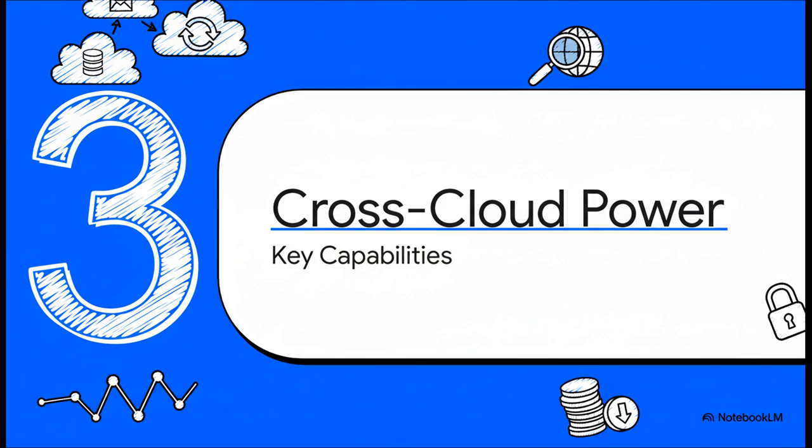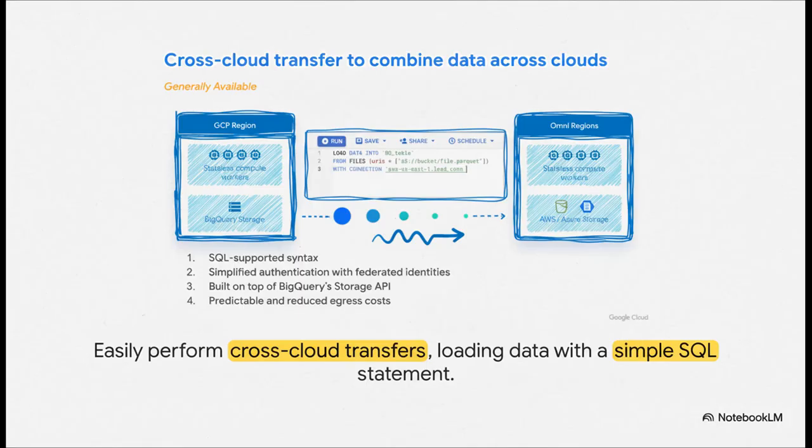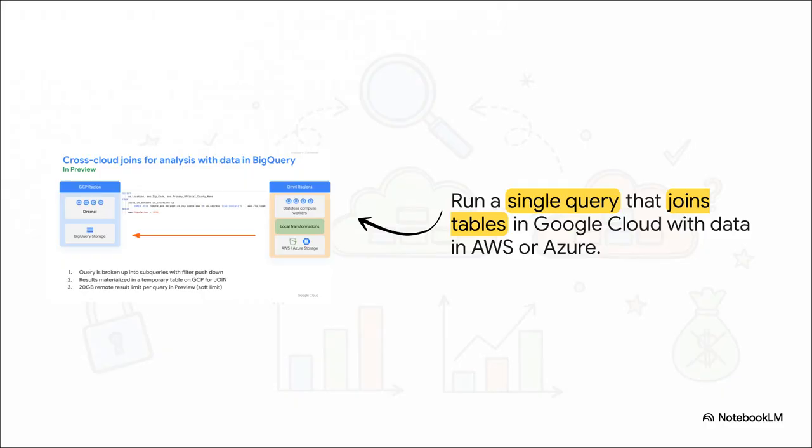Okay, so we've got the how. It's a pretty cool concept, but what can you actually do with all this cross-cloud power? Let's take a look. First off, if you do need to bring some data into BigQuery, you can do it with a surprisingly simple SQL statement. No need to build out some complex data pipeline. You can just load data directly from S3 or Azure Storage. It's that easy.